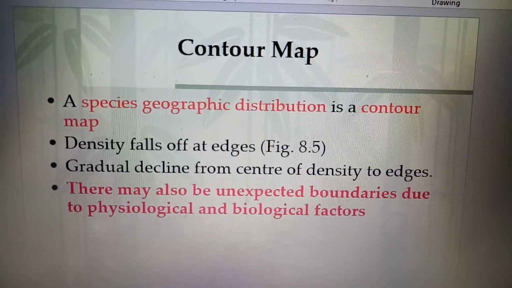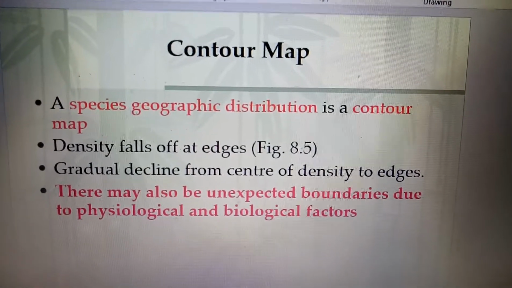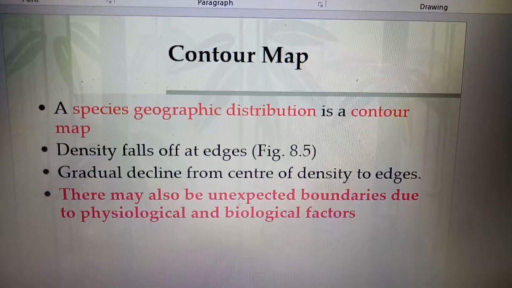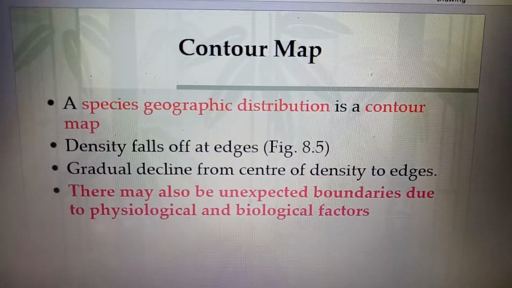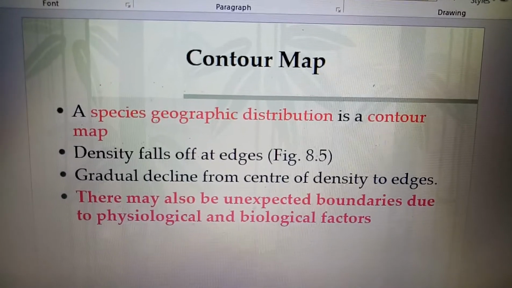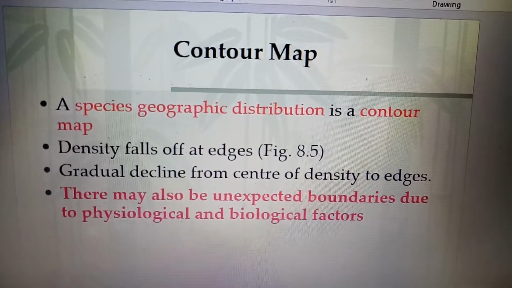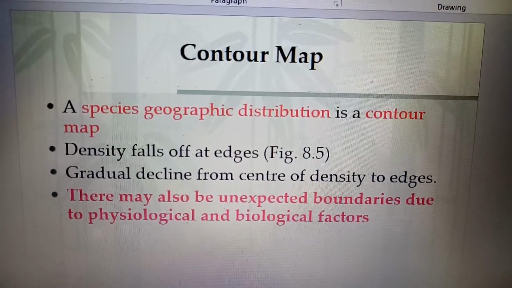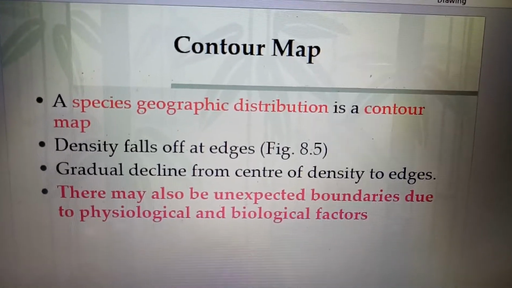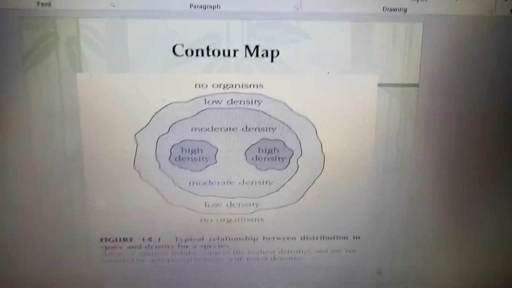I would like to continue the second one and the last slide for chapter number 7 about contour map. What is a contour map? A contour map is a species' geographic distribution. Density falls off at the edge, figure 8.5, a gradual decline from the center of density to the edges. There can also be unexpected boundaries due to physiological and biological factors. This is a contour map.